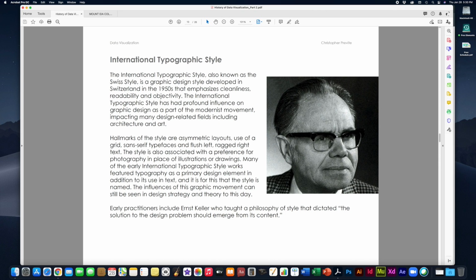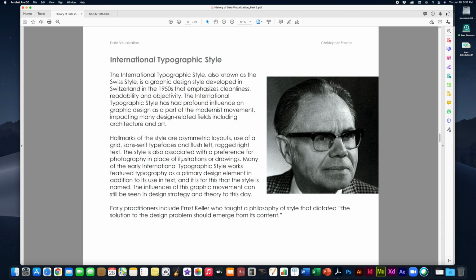So the ultimate result of this is that typography has taken on a variety of different histories and aesthetics over the years, not just the Swiss style. But the Swiss style is really what moved us into this sort of modernist movement that impacted a lot of design fields, including architecture and art.